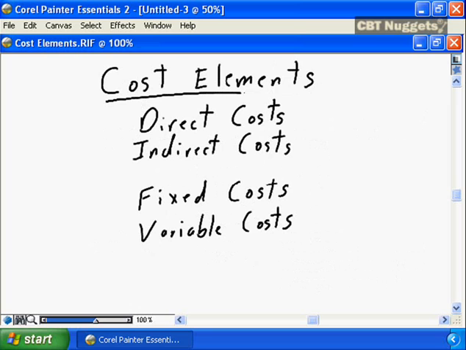As you're developing your detailed cost estimates for each component of the work breakdown structure, you need to be aware of what cost elements exist. You need to be aware of direct costs versus indirect costs, and which costs are appropriate for your project.